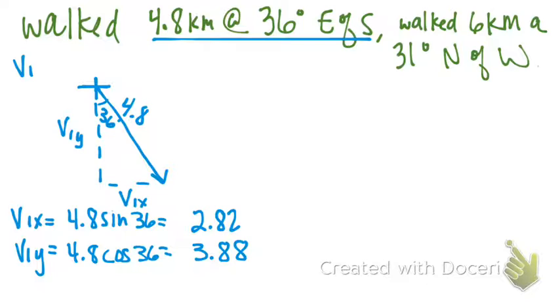Do I need to add any negatives to my components? For x or y, which need negatives? Yeah, y needs a negative because it's going south.